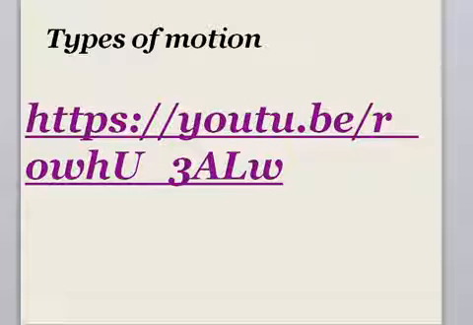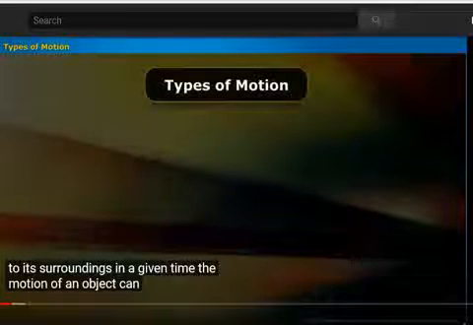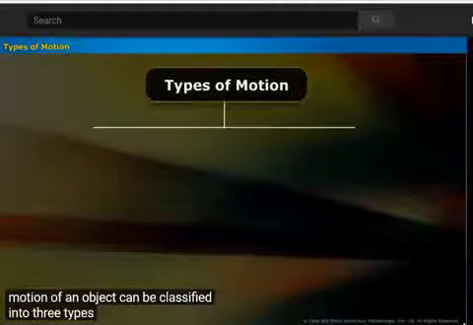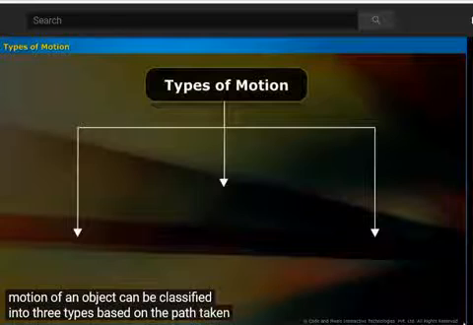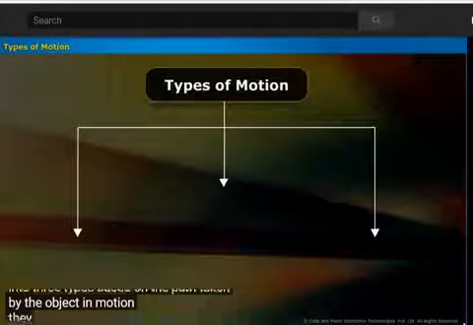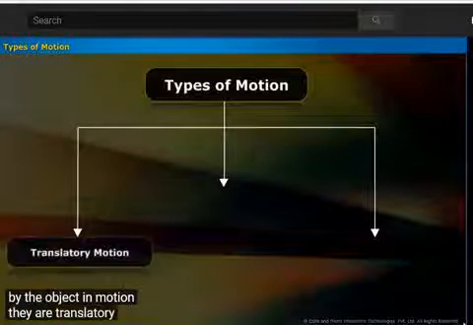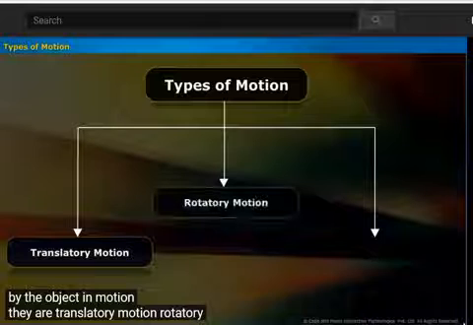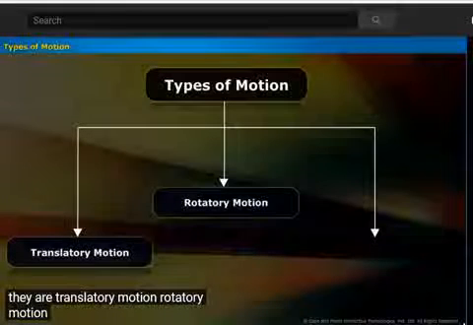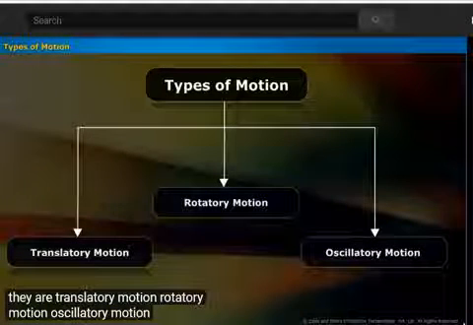In order to understand these differences in motion, motions of different objects have been divided into a number of categories. We now discuss in some detail the types of motion of different objects. The motion of an object can be classified into three types based on the path of the motion of an object. They are translatory motion, rotatory motion, and oscillatory motion.